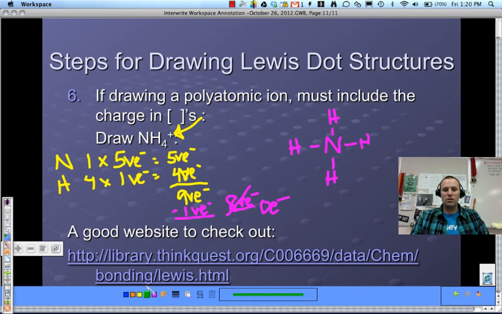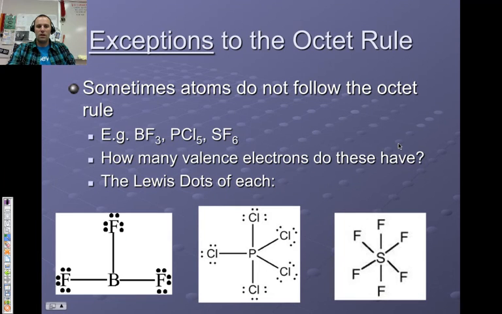You have to include the charge on polyatomic ions by putting brackets around the entire thing and putting the charge on the outside. So we have ammonium, and there's a positive charge on that polyatomic ion. So you have to include that. So when you draw a polyatomic ion, not only do you have to remember to take or add electrons according to the charge, but you also have to put brackets around the whole thing and then put the charge on the outside as well.